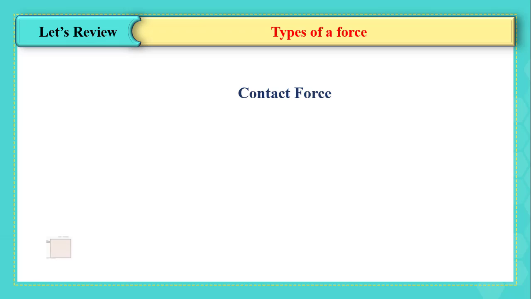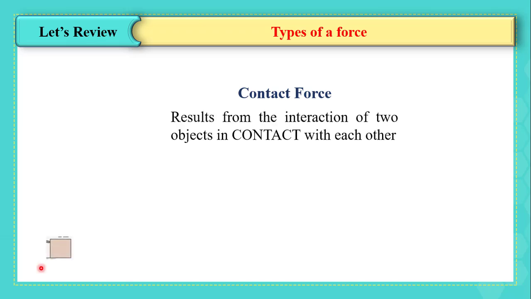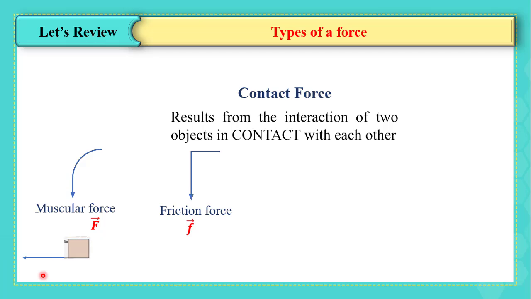Contact forces are forces which result from the interaction of two objects in contact with each other, such as muscular force applied by a part of a body on an object in contact with it. Friction force, which acts on objects in motion or on objects which tend to move. Such force opposes the direction of motion of the object. Such force is applied by rough surfaces on moving objects. A type of friction is the air resistance, which is a friction between air and another material.